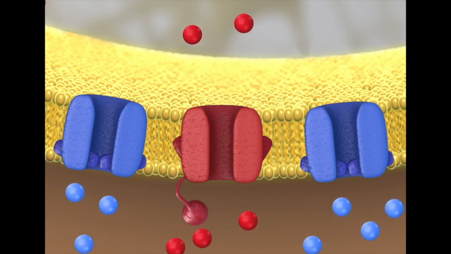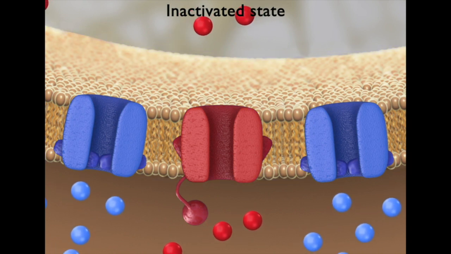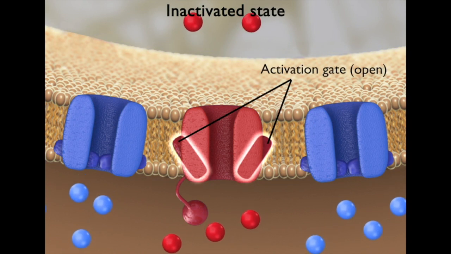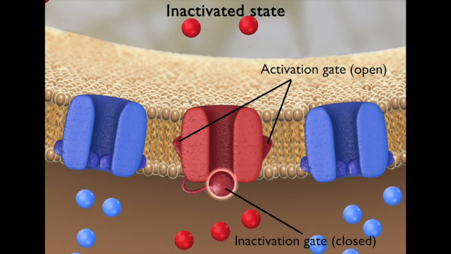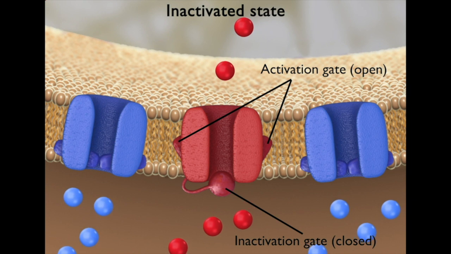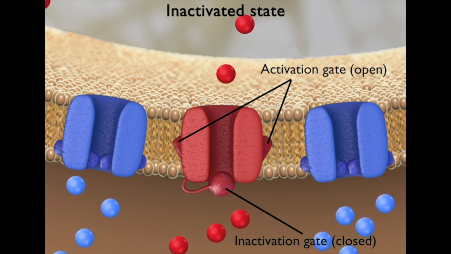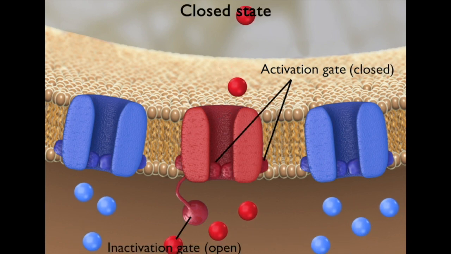The third is an inactivated state, observed during repolarization. The activation gate remains open, but the inactivation gate closes. This blocks sodium ion diffusion once again. In order for the channel to reopen, it must first return to its closed state.